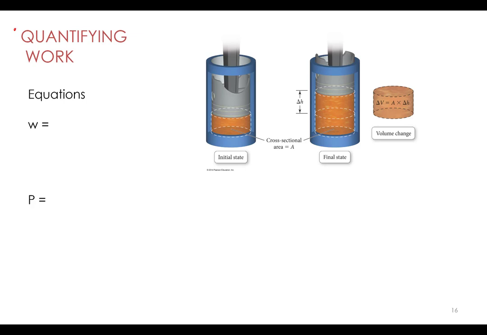Work. All right, so for a chemical system, whether it be a physical change or a chemical change, how you get a chemical system to do work is called pressure volume work. That's how you get a chemical system to do work. And a good example of that is a piston inside of an internal combustion engine. So think of a car.